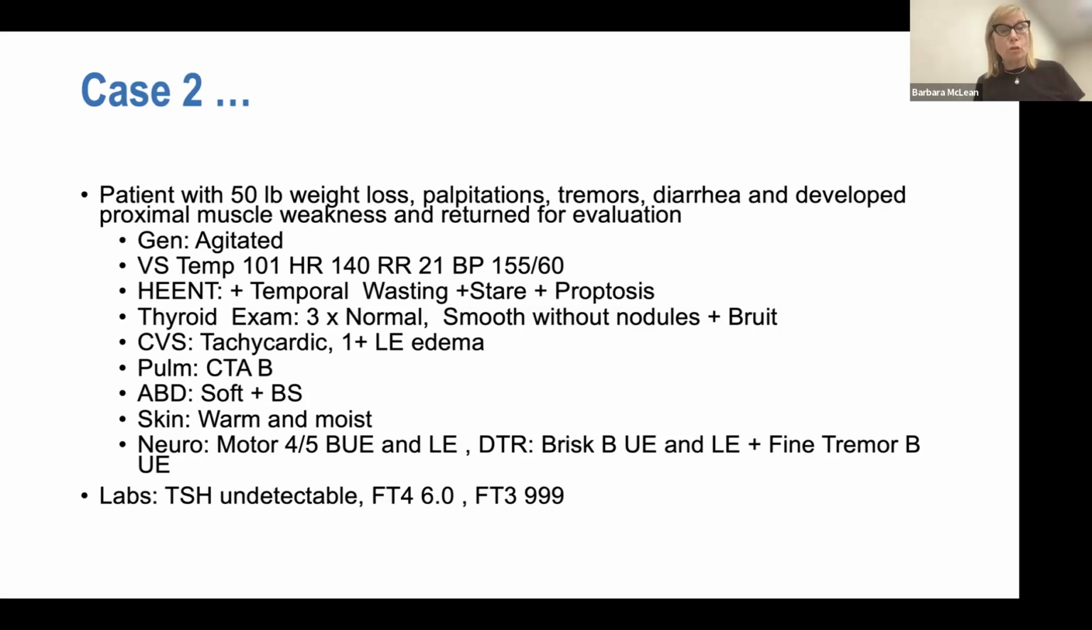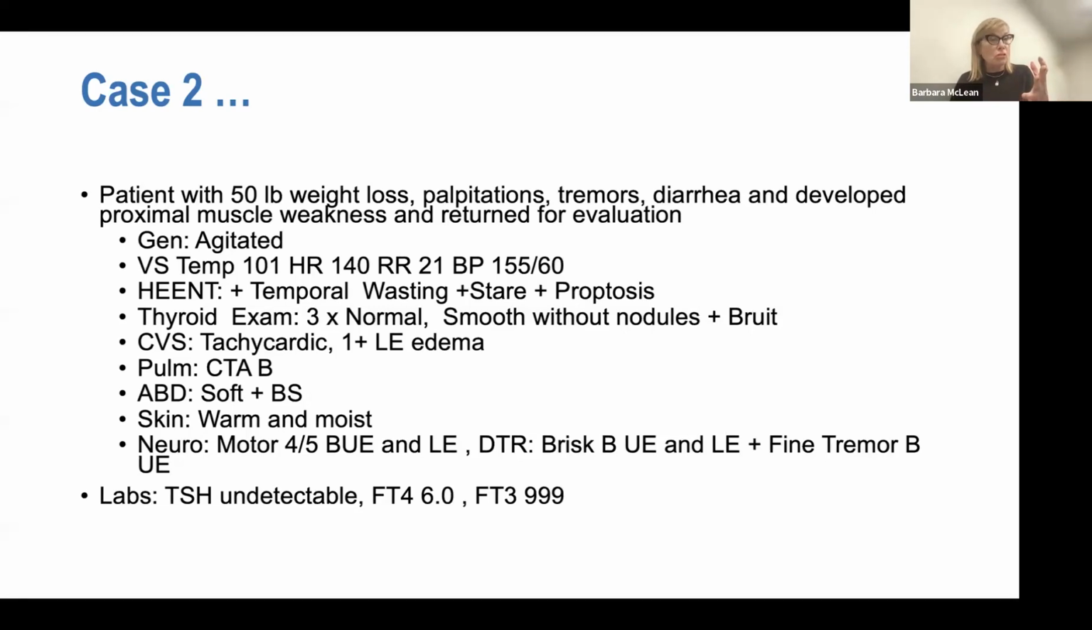50-pound weight loss now. She already was underweight. She normally had been around 130 pounds. The first time she was seen, she was 99. She comes back, she's barely 50 pounds. So she looks like severely anorectic, has terrible tremors, palpitations, diarrhea, has proximal muscle weakness. She has no muscle left. And she actually looks like somebody who's anorectic.